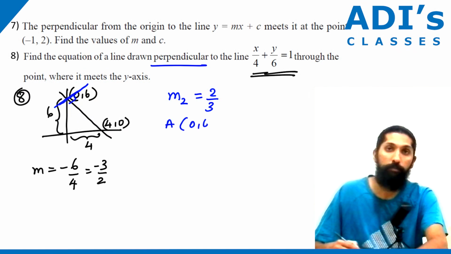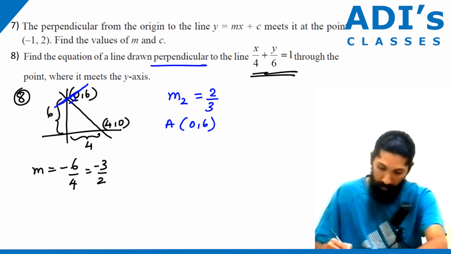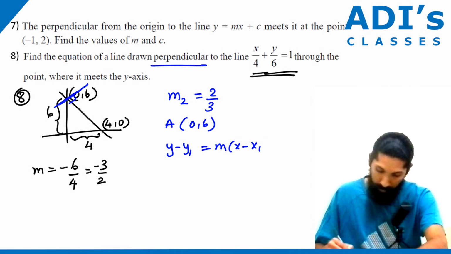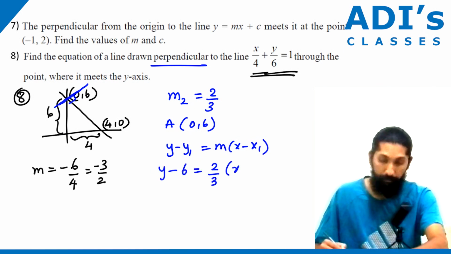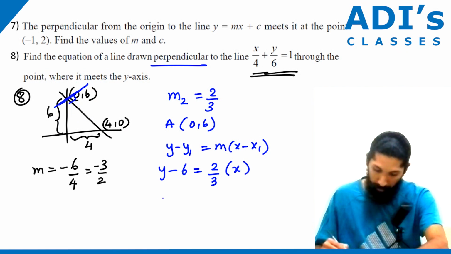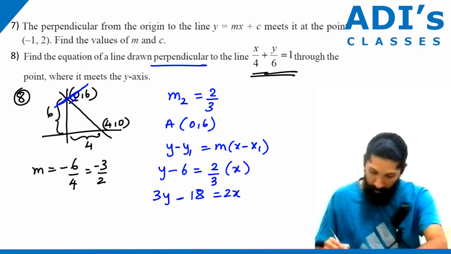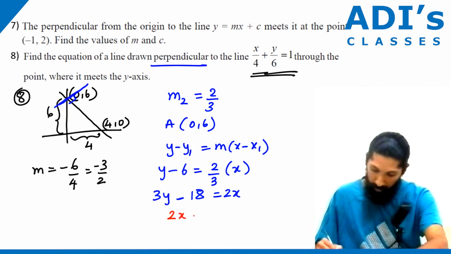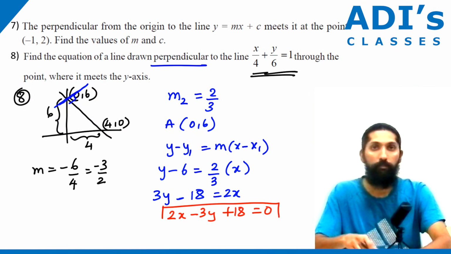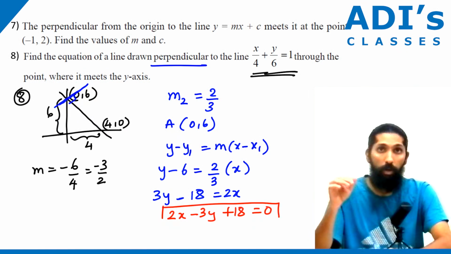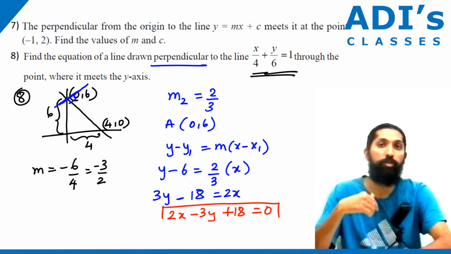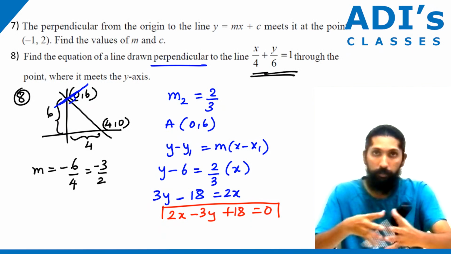We'll use the slope point form. We have y minus y1 is equal to m into x minus x1. So we have y minus 6 is equal to 2 by 3 into x. Correct? So 3y minus 18 is equal to 2x. So what do you get now? 2x minus 3y plus 18 is equal to 0. This is the equation of the line. Clear? So we have solved around 8 problems. Just go through whenever you want to understand different types of problems. Alright?